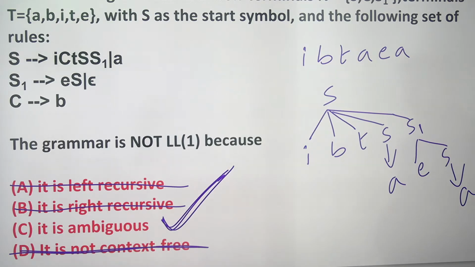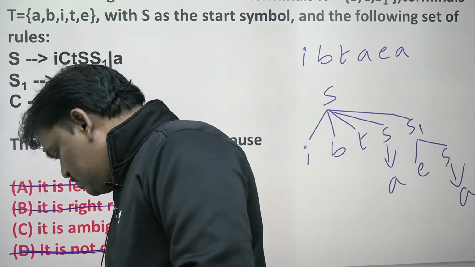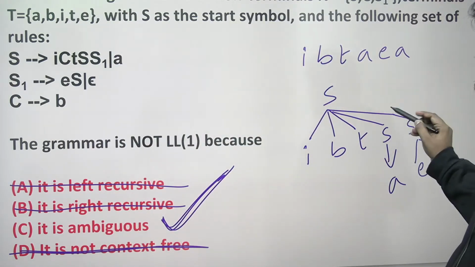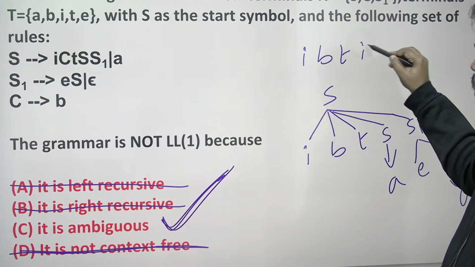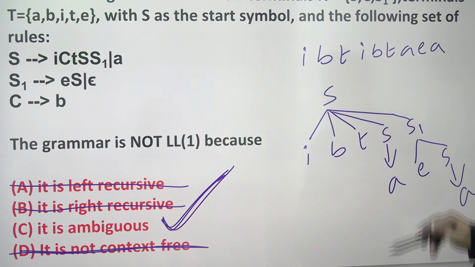So where are the multiple trees? Yeah, I think now people came to the correct conclusion. See this one, I think this will be the answer: IBT AEA. Let's check here.